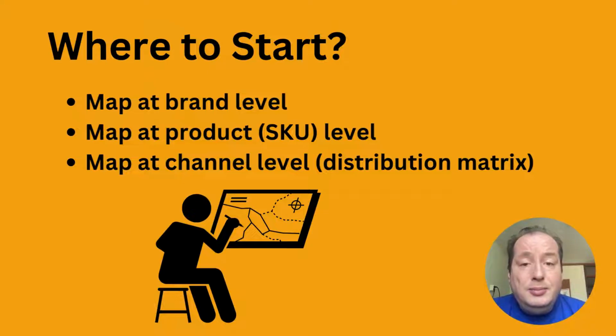Then the third one is you map at the channel level. So you use the distribution matrix, meaning all of the channels in the market, you go over them and you check where which product is available. So your products versus the products of the competitor.